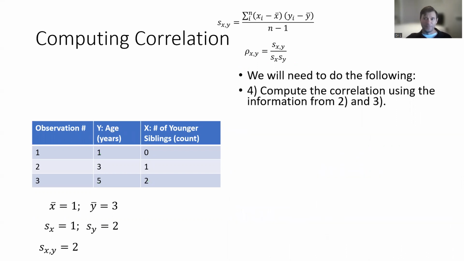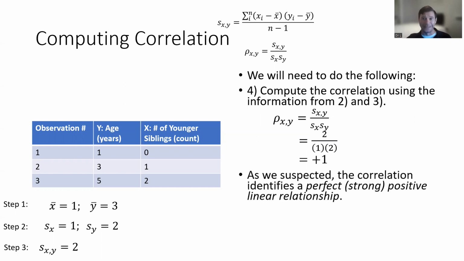Okay, so our last step here is to go ahead and use the formula for the correlation coefficient, and we're going to plug in 2 for the covariance, 1 for the standard deviation of X, and 2 for the standard deviation of Y. And as we expected, the correlation tells us that we have a perfect positive linear relationship between the X and the Y variable in this example.